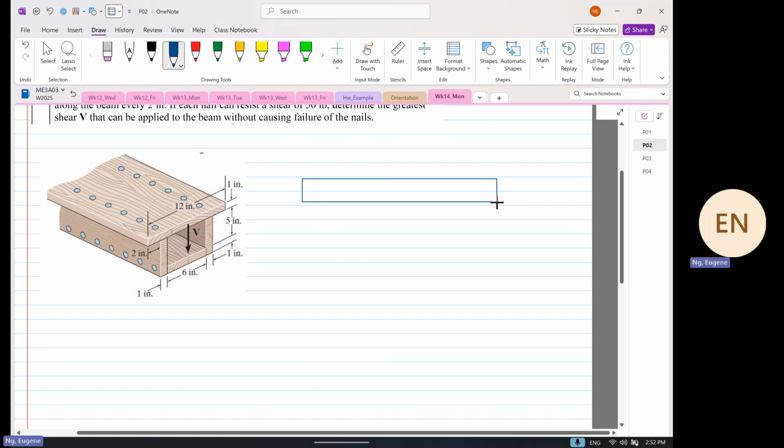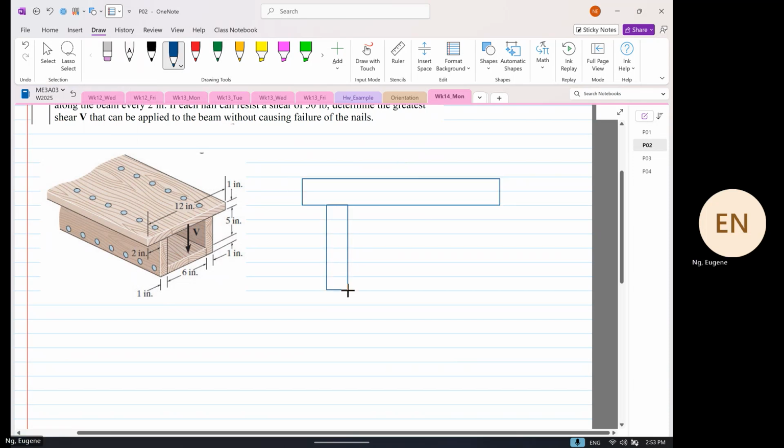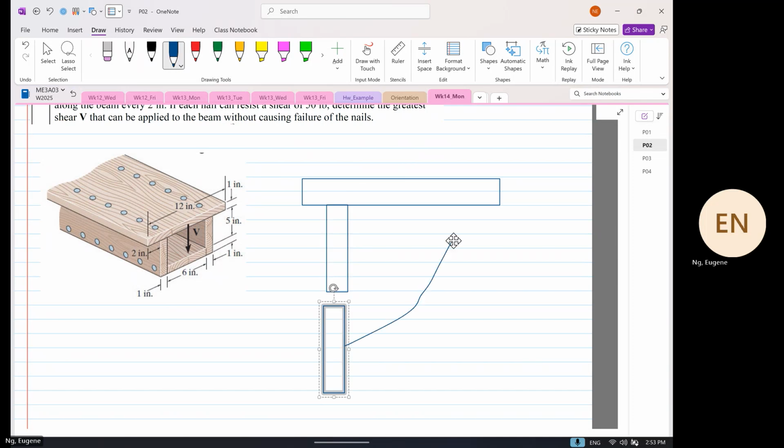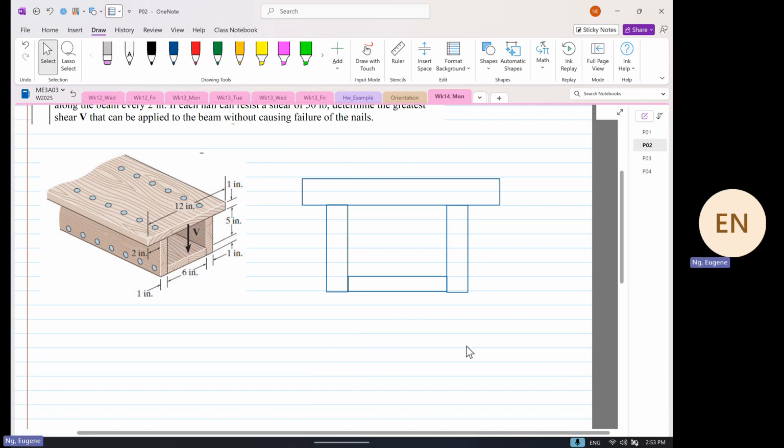So you have a beam like this. You have another beam going like this. You have another beam going like this. And you have another beam going like this. Yes or no? Then we are asked, you still design your what? Your shear flow.